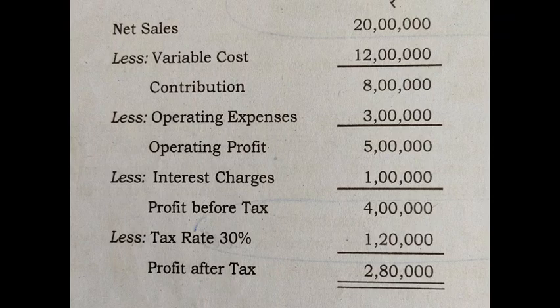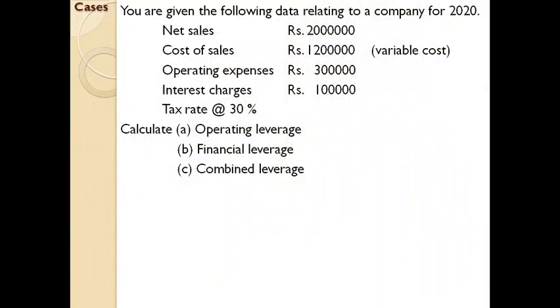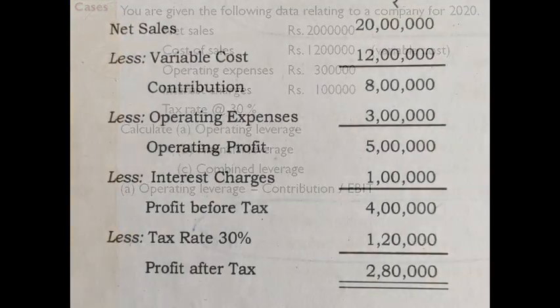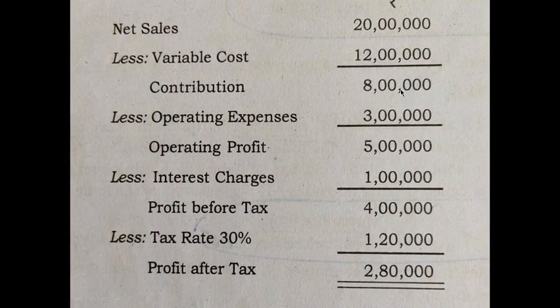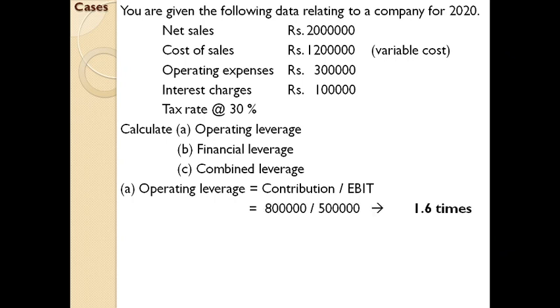So let's find out the different leverage ratios as per the question. First one, operating leverage. The equation is contribution divided by earnings before interest and tax, otherwise known as operating profit. We already found contribution 8 lakhs, operating profit or earnings before interest and tax 5 lakhs. So 8 lakh divided by 5 lakh, you will get 1.6 times.